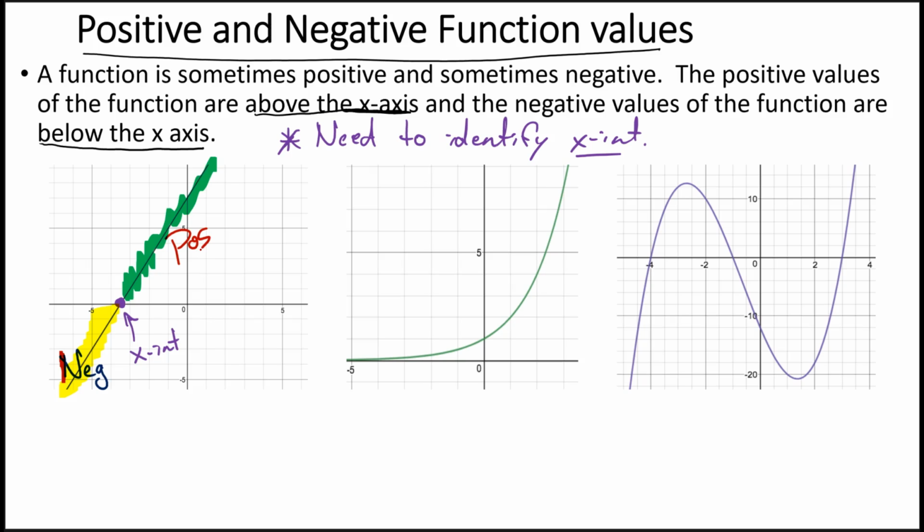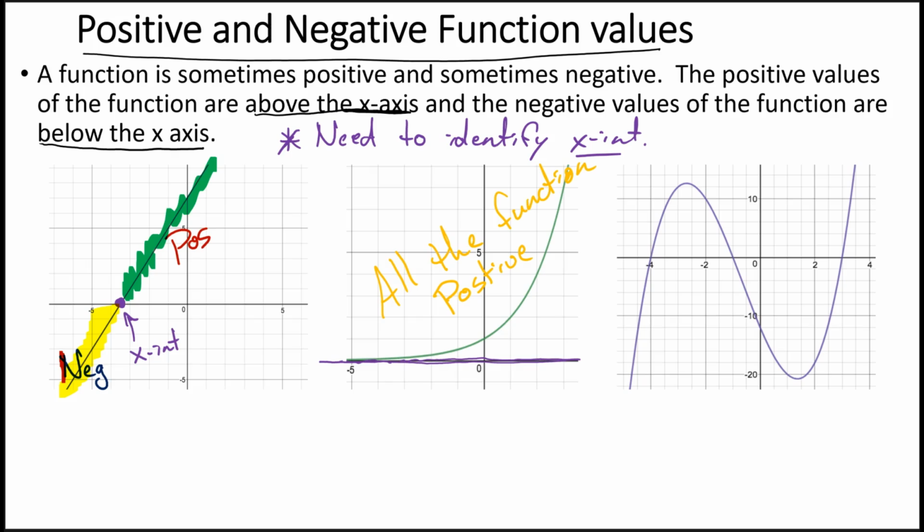If we look at our second graph, here's my x-axis down here. And on this graph, nothing goes below my x-axis, so the entire graph, all the function is positive. The whole thing is positive because all of it is above my x-axis.